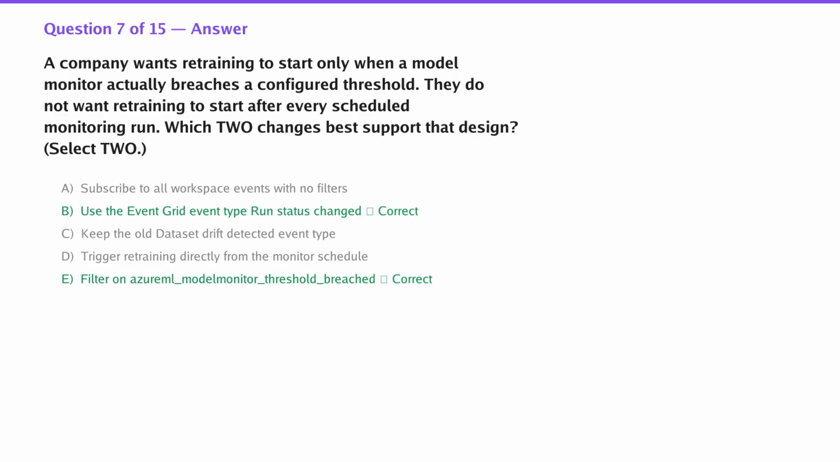The correct answers are option B, use the Event Grid event type run status changed, and option E, filter on AzureML_model_monitor_threshold_breached.